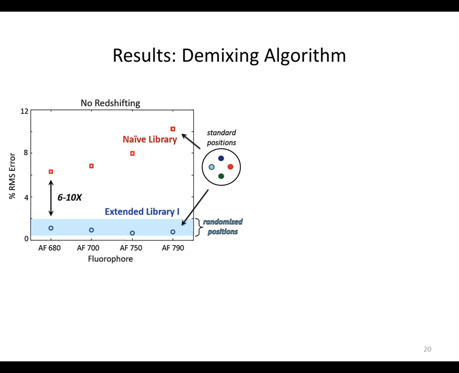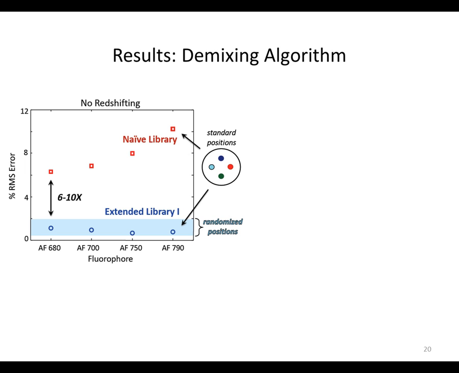Okay, so these are the results that we get when the optical properties are constant, so we don't expect any redshifting. The red squares represent what we see with the naive library, where we just have the one signature per fluorophore. And the blue circles are what we get with extended library 1, with the 3 signatures per fluorophore. And as I said, there is about a 6 to 10x improvement in demixing performance when we include that extra variability in the library. So that's the performance that we see with this configuration.